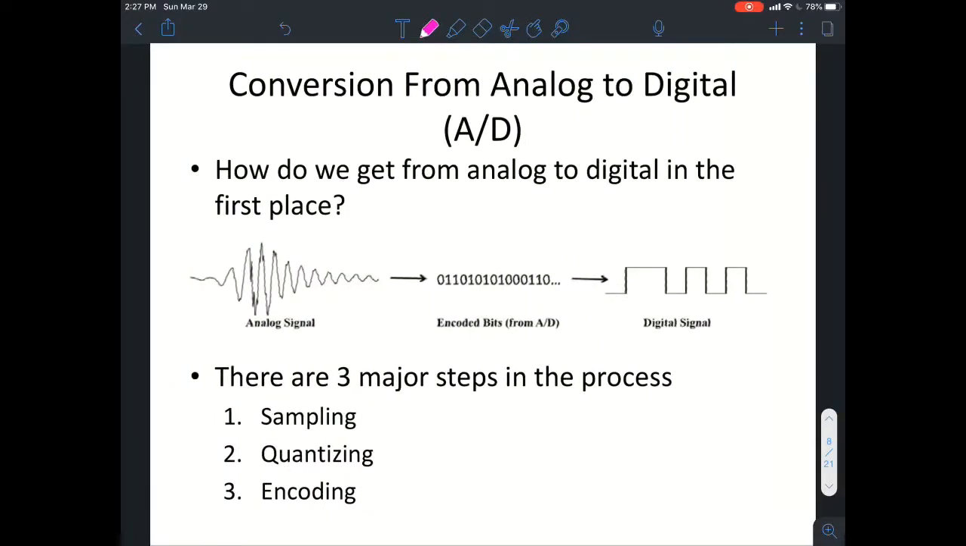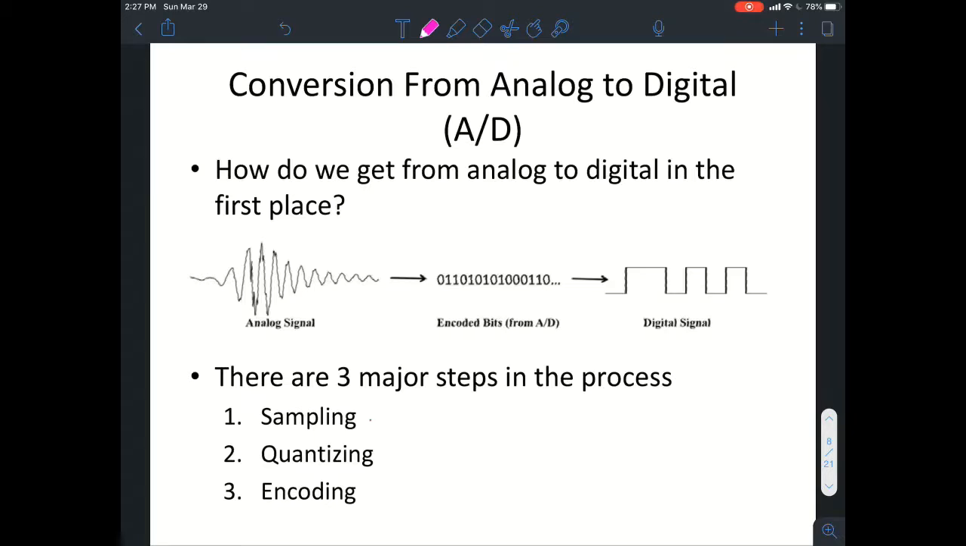Okay, so we've talked about some advantages of analog systems, and we've talked about all those different things so far. But what we're going to start talking about, and what we're going to talk about for the rest of the lecture, is conversions from analog to digital and how we do that.